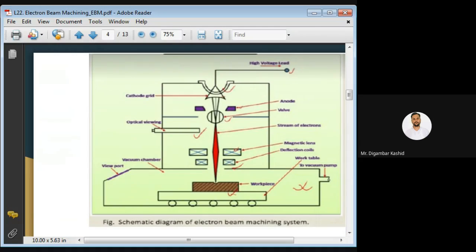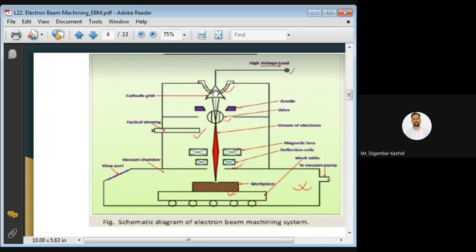Now this is a schematic diagram of the electron beam machining. You can see here, this is a cathode. Once again I am repeating, this is the cathode. This cathode filament is actually heated up by using the high voltage lead, that means the supply of our power supply. So this cathode filament we have to heat with the help of this high voltage lead.